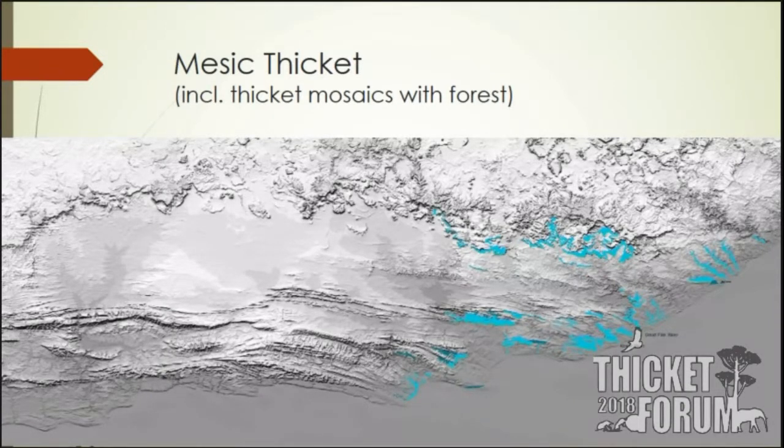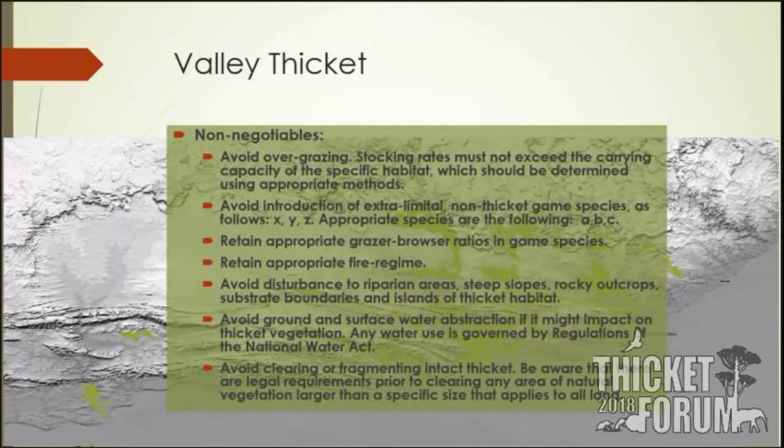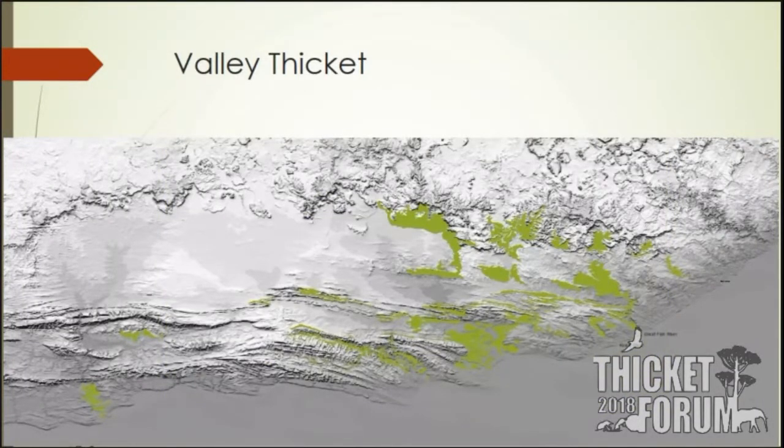This is where the music thicket is, mostly or more towards the eastern side of the biome. And this is the sort of information that would come out under main pressures and threats for music thicket. Obviously, for the other 5 thicket types, you'd have different or similar information, but it could be along that line. So, for example, clearing of thicket for cultivation and urban industrial development is a key pressure and threat we identified for this specific unit. It obviously applies to some of the other units, but not necessarily all of them.